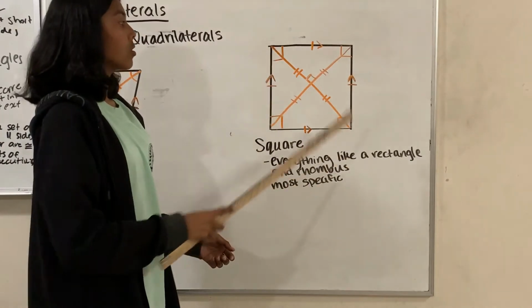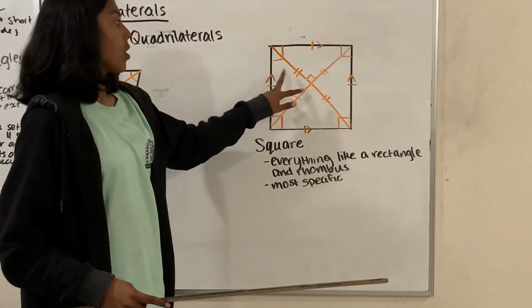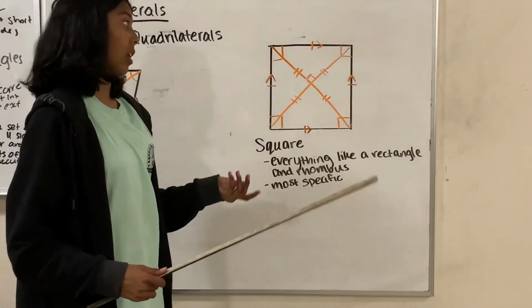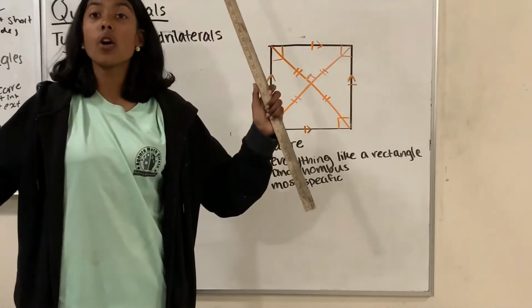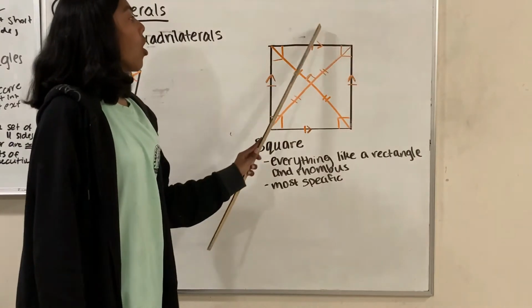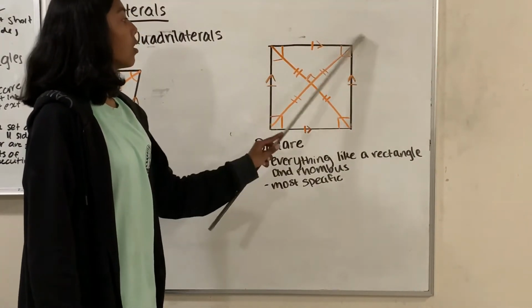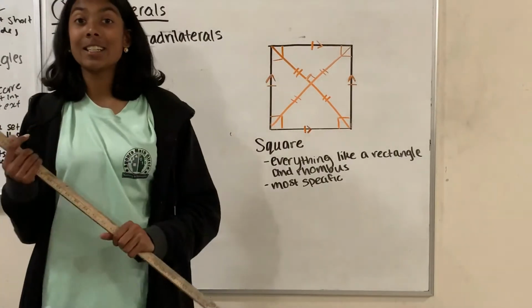So its diagonals are congruent to each other. They also bisect each other. So this is equal to this, which is equal to this, and which is also equal to that. And they still form a right angle. And then all sides are congruent. These two are parallel, these two are parallel, and all of these angles are 90 degrees.